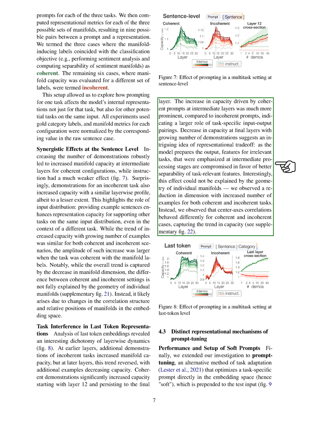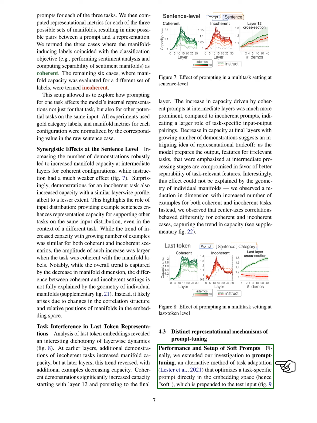The decrease in capacity at the final layers suggests a representational trade-off, where features for irrelevant tasks are compromised to enhance the separation of relevant features. This effect was not explained by the geometry of individual manifolds, as we observed a reduction in dimension for both coherent and incoherent tasks.